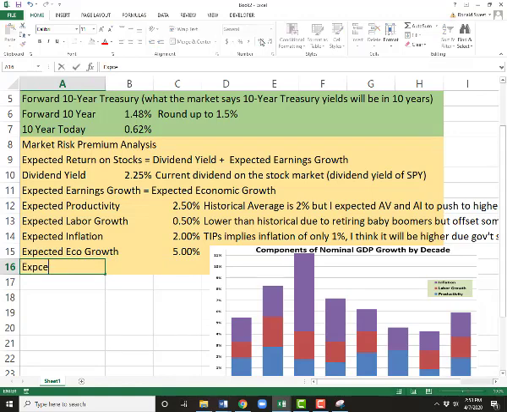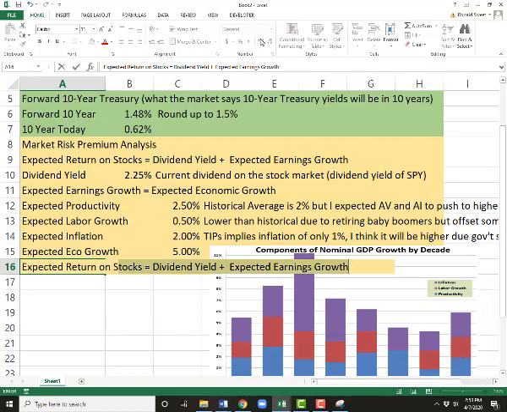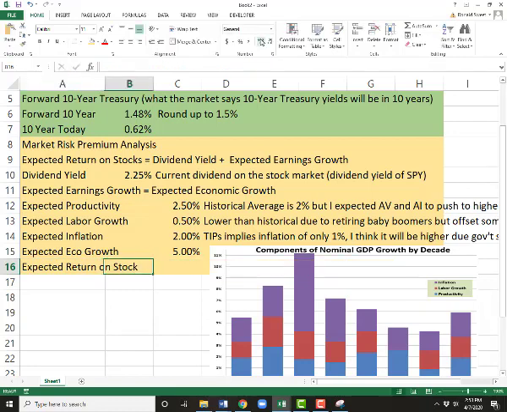My expected return on stocks is going to be my dividend yield, 2.25, plus my economic growth. So anything in the 6 to 8% range makes sense in this environment.